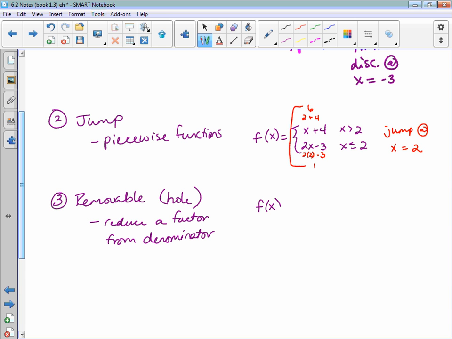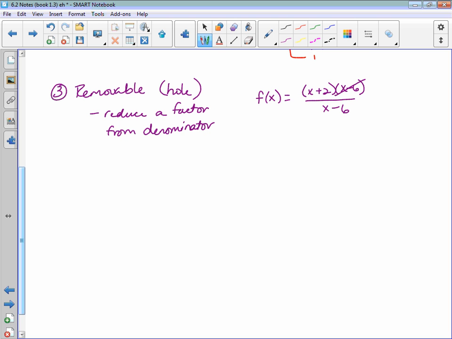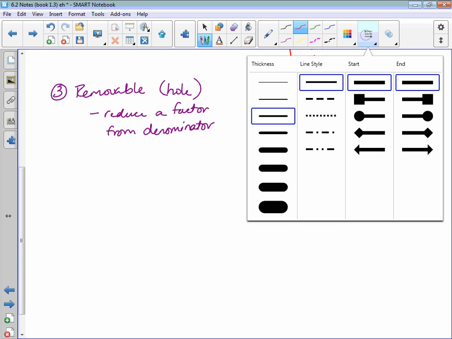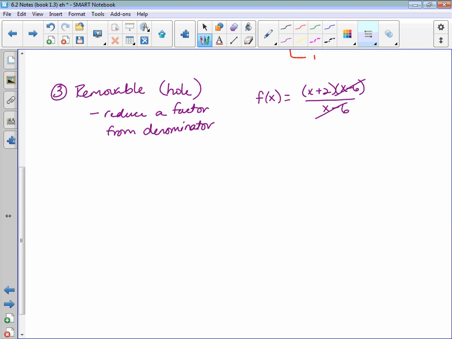So let's say your function is something like x plus 2 times x minus 6 over x minus 6. I could cancel out these factors, right? So then I would have removable discontinuity at x equals, what do you think? 6. Okay.